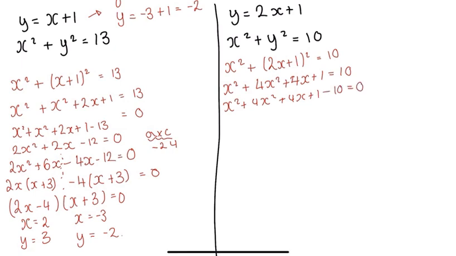Now that I've set it equal to 0, let's simplify it down. So you should have got 5x squared plus 4x. And then 1 take away 10 is minus 9. And then to factorise this, remember you're timesing your a and your c first. So that gives you negative 45. So you're looking for two numbers that times together to give us negative 45, but add together to give us 4.